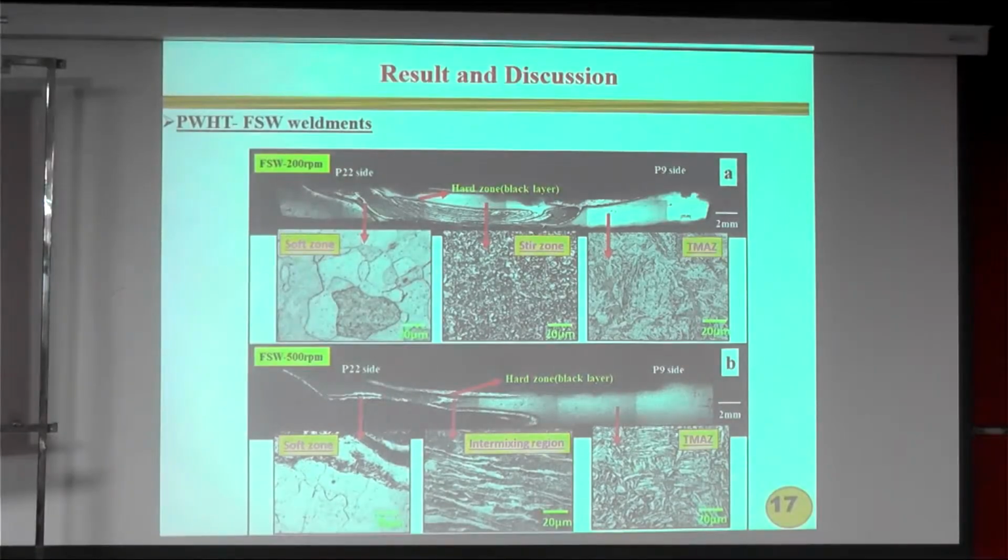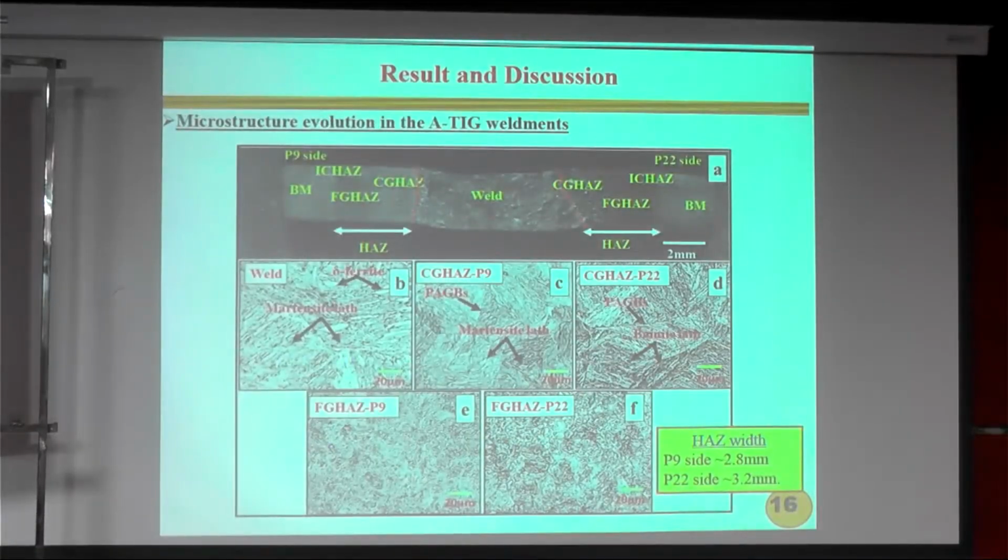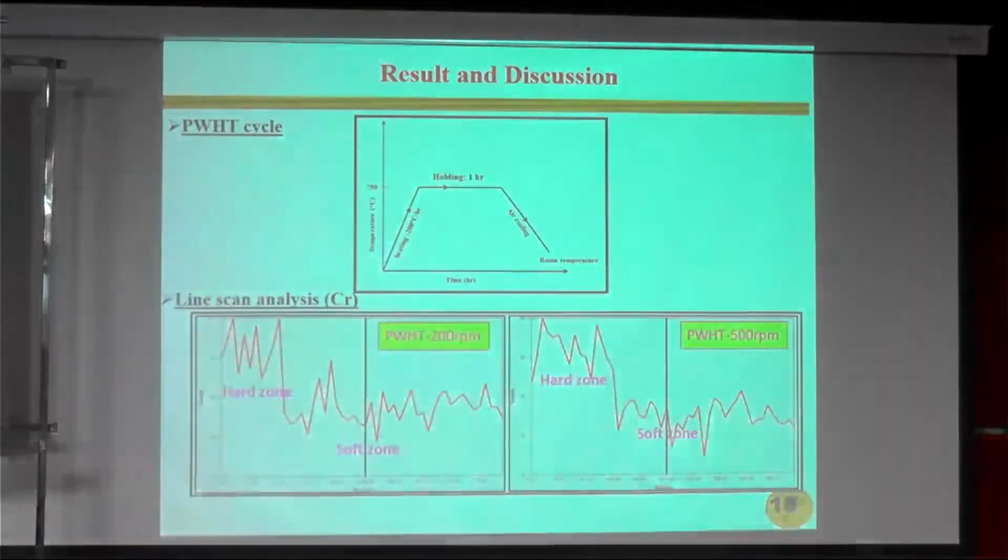post-weld heat treatment. So we have taken the sample for the post-weld heat treatment. This is a PWHT cycle. This is heating, then holding for 1 hour, then cooling. Since this plate thickness is only 3 mm, we kept it for only 1 hour duration. So depending upon the thickness of the plate, we can change the timing.